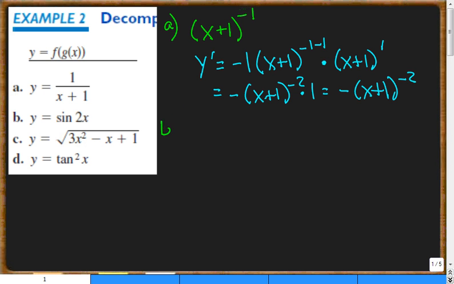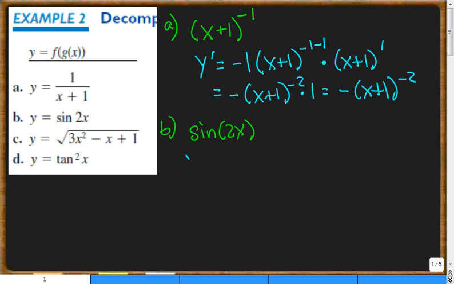So b, we've got the sine of 2x. Well, for this, we have an interior function of 2x. That's the thing that's, if you plugged a number into x, you would first multiply it by 2, and then you would take the sine of it. So that's your inner and your outer.